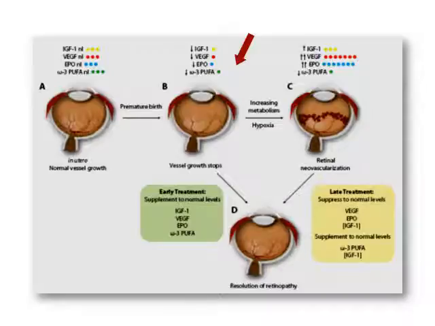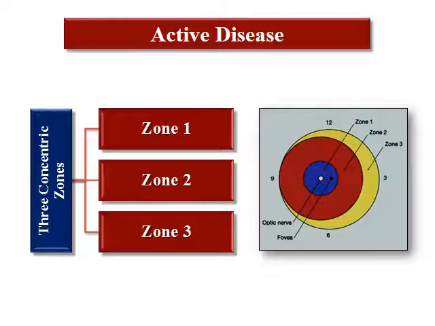If you catch this stage and decrease the VEGF production by anti-VEGF, which is early treatment, you will have resolution of retinopathy, while late treatment after this complication will suppress the normal level of VEGF and result in vascular complications. How can we detect active disease?